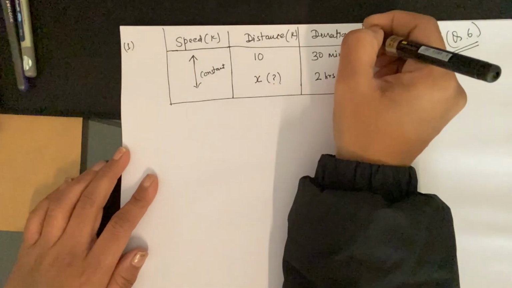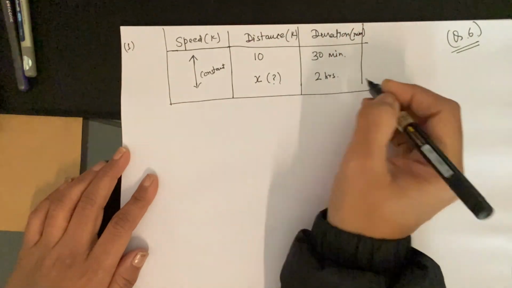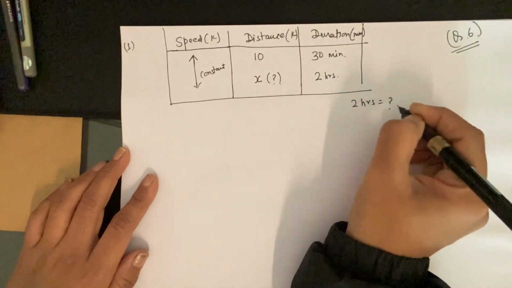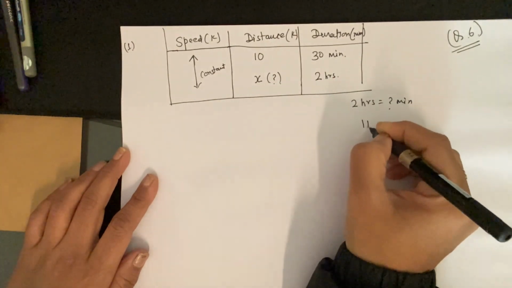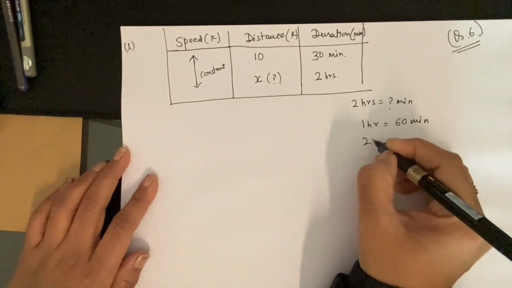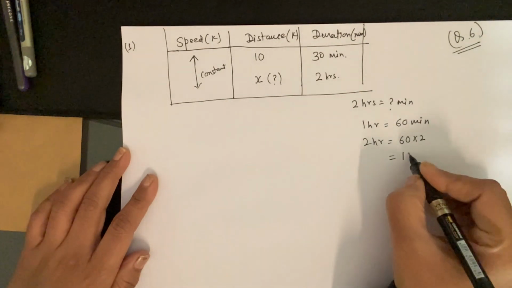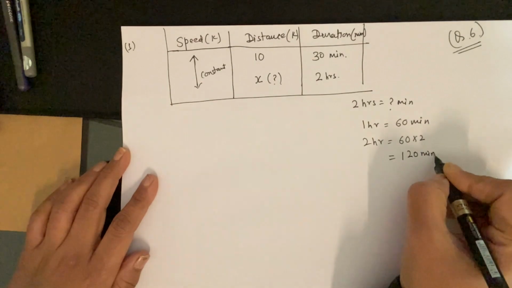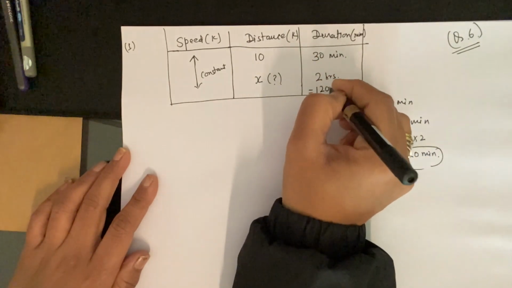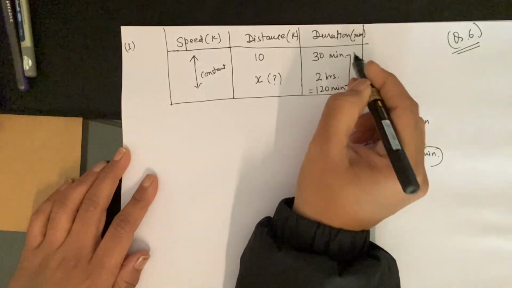So we have to define the duration in minutes now and convert this 2 hours into minutes. So 2 hours is equal to how many minutes? 1 hour is equal to 60 minutes. So 2 hours will be 60 multiplied by 2, that is 120 minutes. This will be the number that you will place here, 120 minutes. So the first step is that you will balance both the metrics.